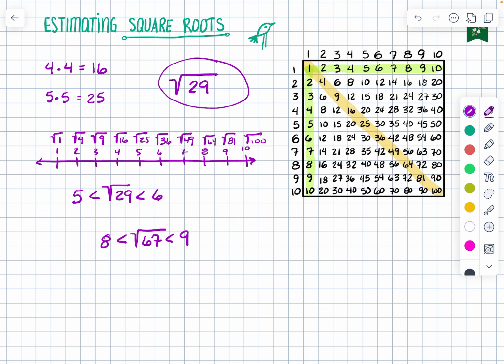And as a matter of fact, 67 is pretty close to 64. So it's going to be a little closer to 64 than it is to 81. So it's going to be a little closer to 8 than it is to 9. That helps you to guess what the answer is going to be. And I would even get a calculator and check what the square root of 67 is. How close is it to 8 versus 9?